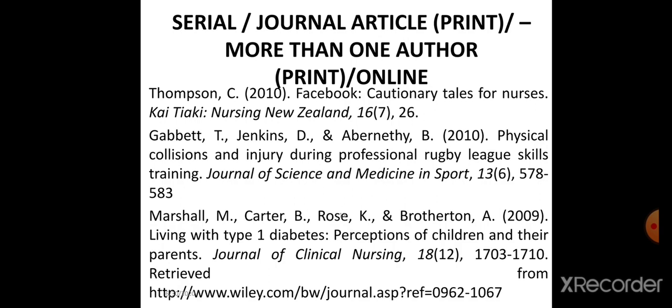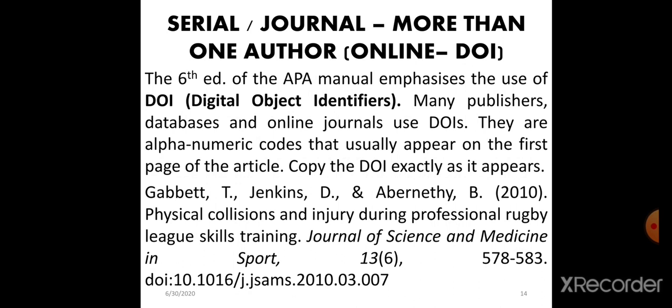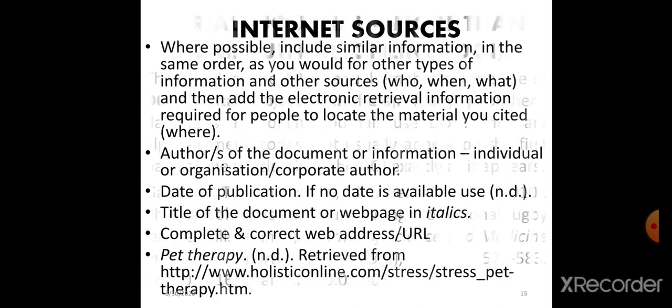That information is also very important. We are supposed to give it. So if there is a serial journal with more than one author, or online, you can also give them, it's the same. The 6th edition of the APA manual emphasizes the use of DOI, digital object identifiers. Many publishers, databases, and online journals use DOIs. They are alphanumeric codes that usually appear on the first page of the article. A copy of the DOI is very important. If you are giving it online, that information should be given.